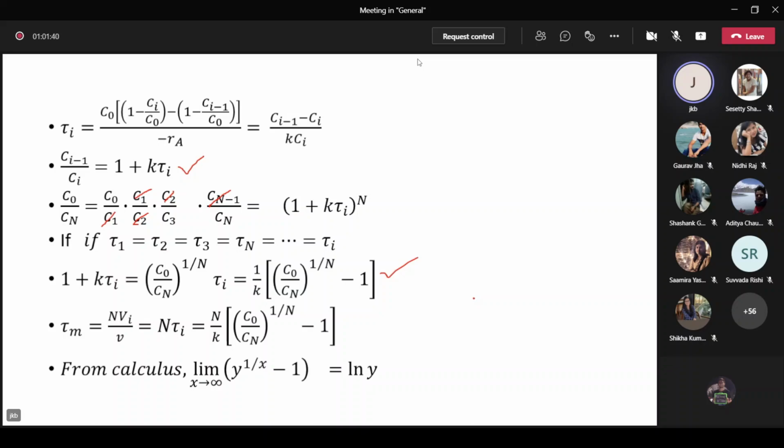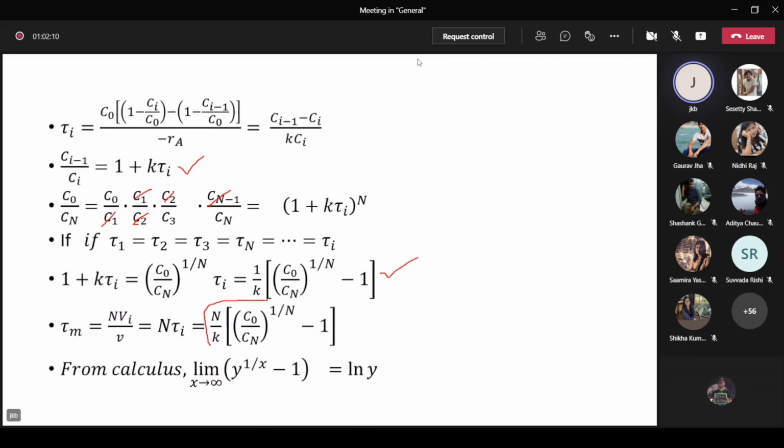Now what is the total size then? Tau I is multiplied by n. Tau I belongs to the ratio of volume to volumetric flow rate. So if there are n number of reactors, the total volume becomes n times, as each reactor has the same size. So n tau I is n by k times this expression.